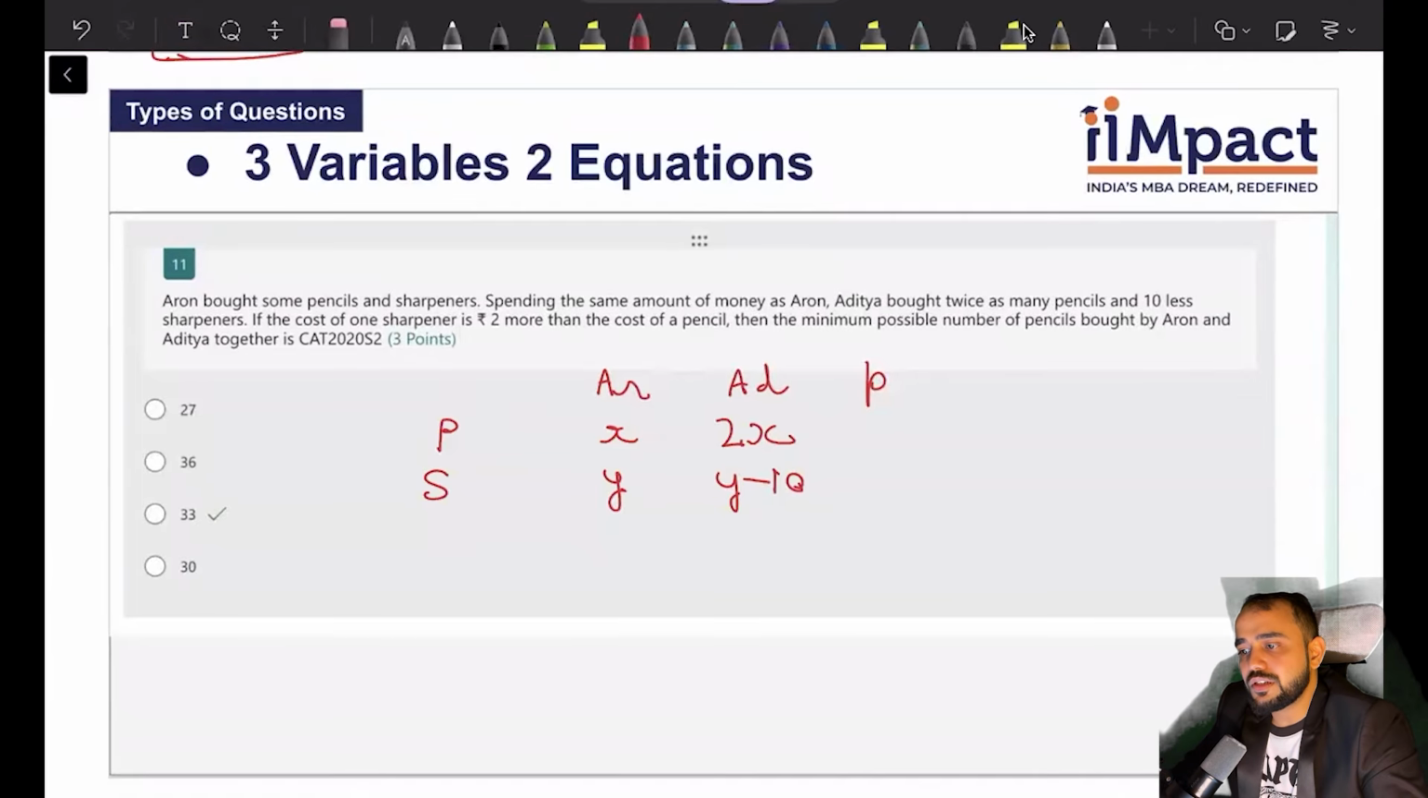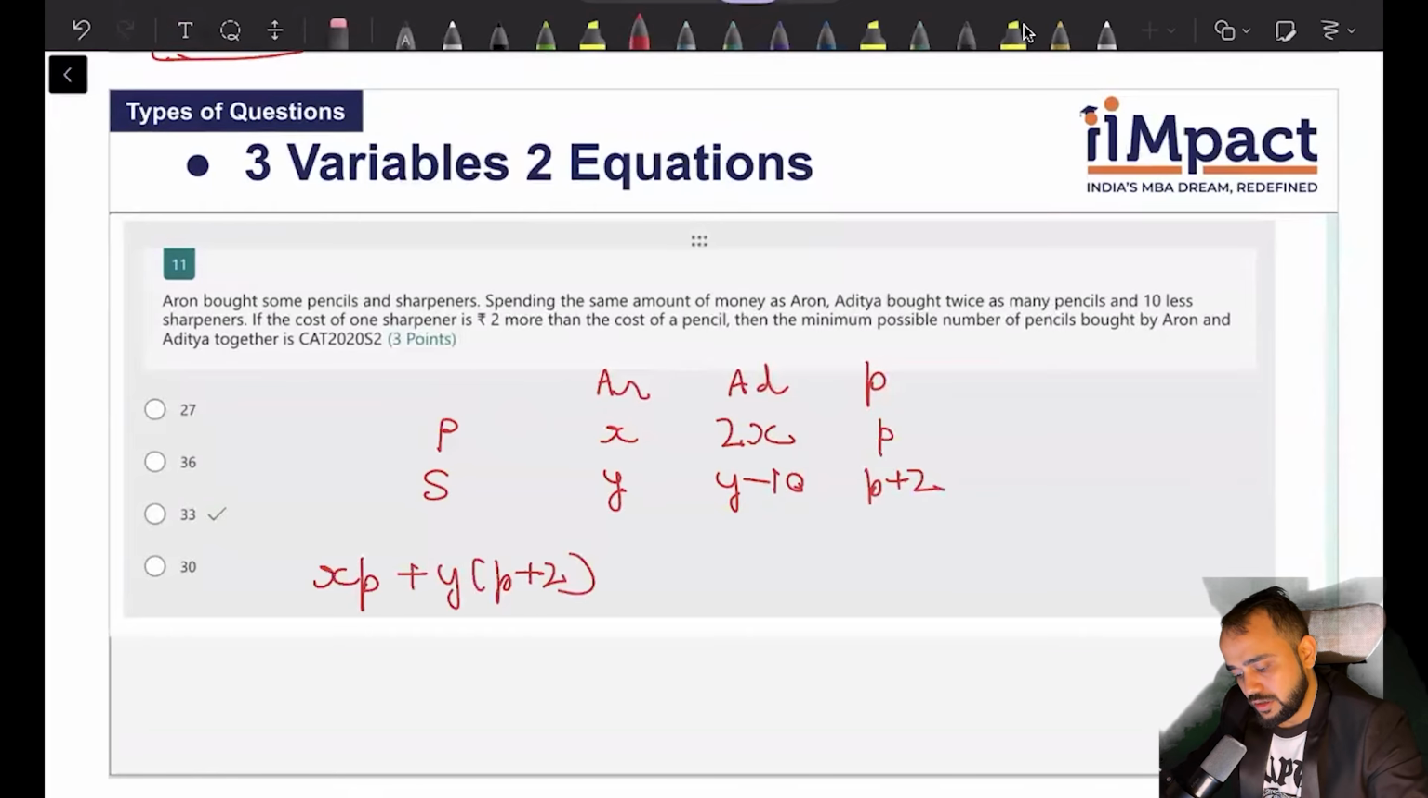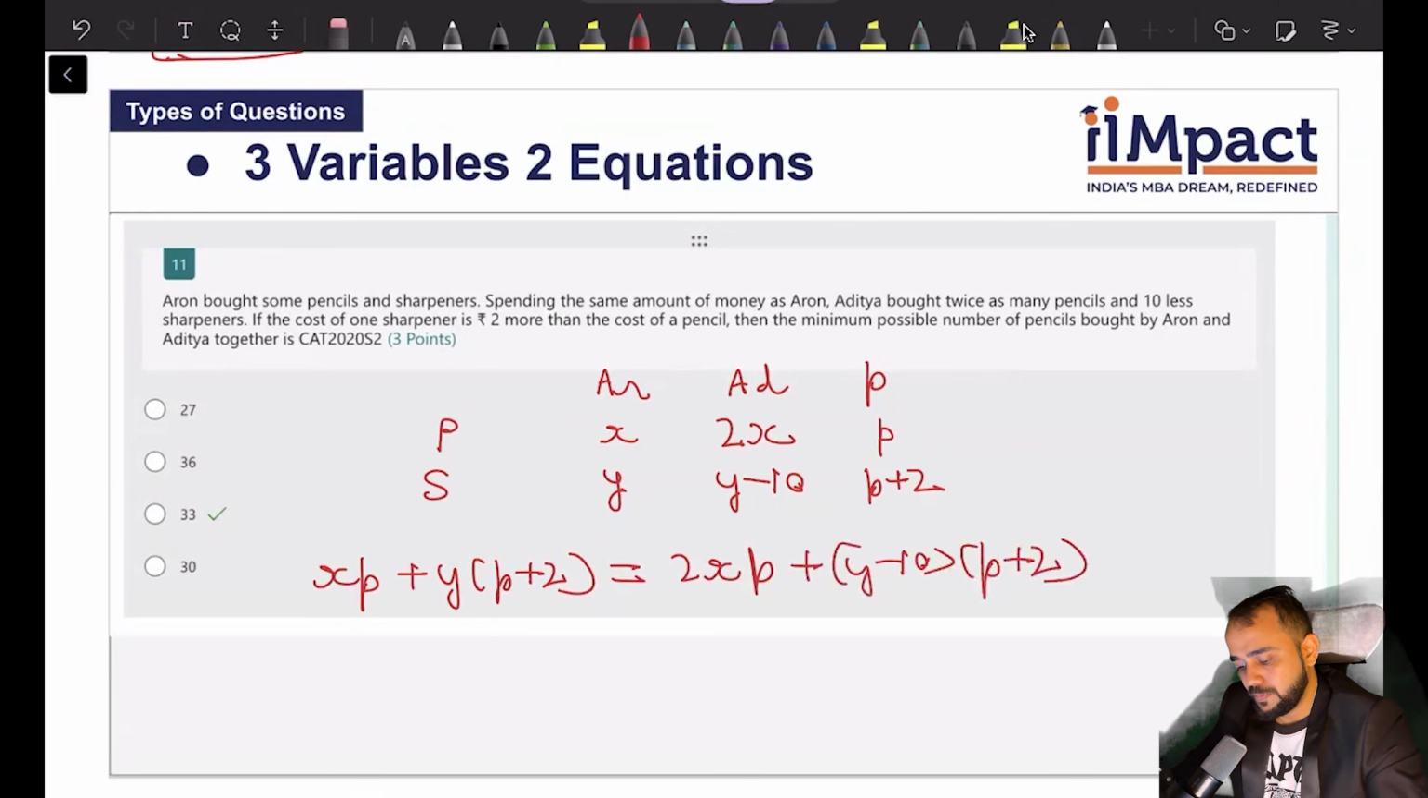The cost of one sharpener is 2 more than the cost of a pencil. So if the cost of a pencil is, let's say, p, then what is the cost of a sharpener? p plus 2. Now they have spent the same amount of money, which means x into p plus y into p plus 2 is equal to 2x into p plus y minus 10 into p plus 2. How many equations is this? This is one equation only.